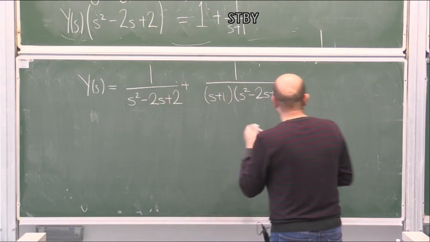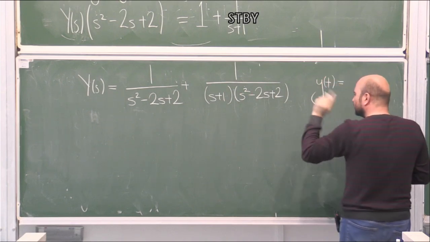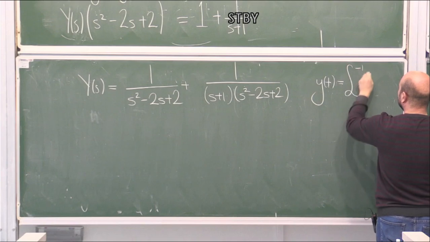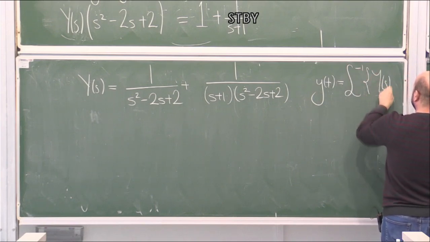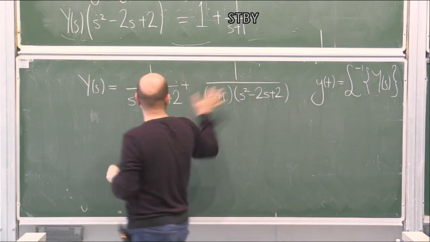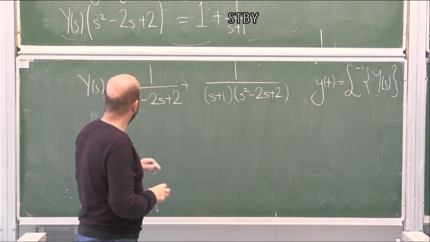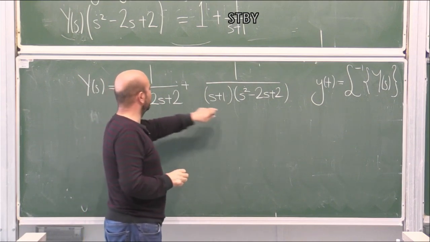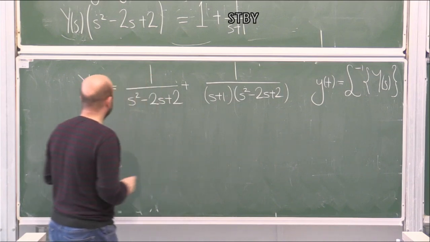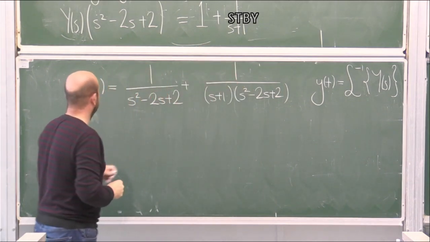So what do I want? I want y of t, the solution, the unique solution I am looking for. So I need to take the inverse Laplace of this. So again, now what we are going to do, these are partial fractions. We are going to find the inverse Laplace of each one, because we know that inverse Laplace is linear. So I have to do this one, I have to do this one. So let's start with the first one.